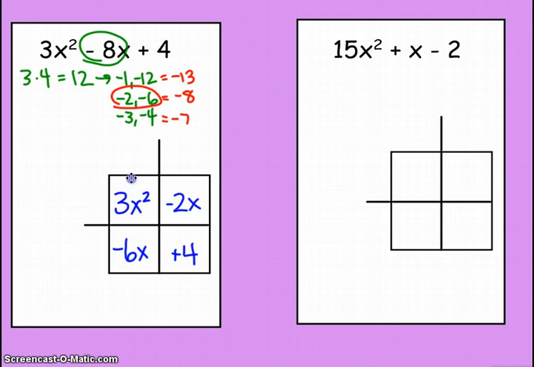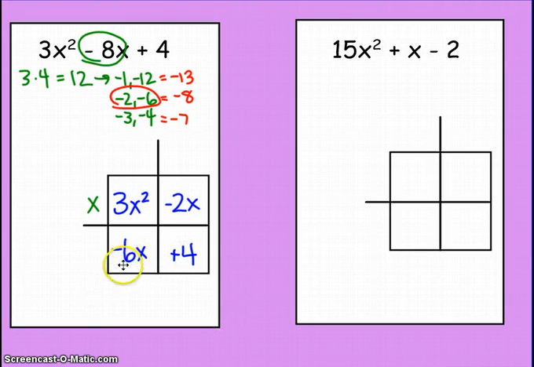So now it's our job to find the greatest common factor for each column and each row. The greatest common factor for this row is going to be simply x. Now let's do the prime factorization of negative 6x and 4. So we have 2 times 3 times x, and 4 is 2 times 2. So they both share a 2. Now we have to be careful here. This is actually going to be a negative 2, and I'll explain why in just a moment.